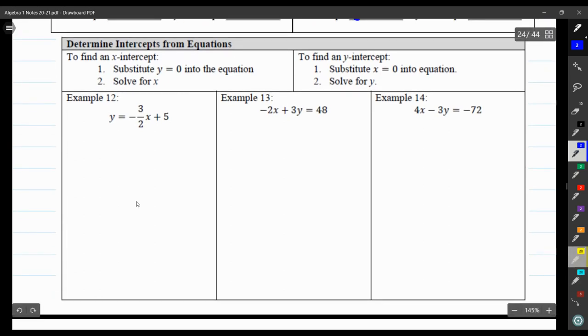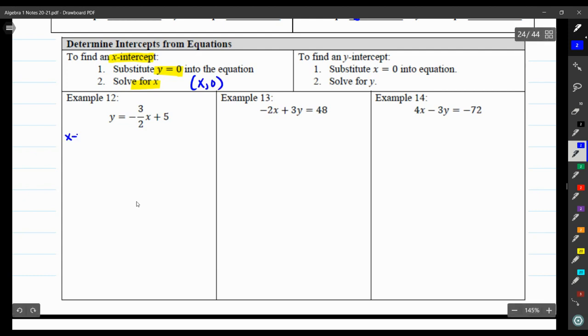So for an equation, we also have to remember what is equal to 0 for each intercept. So for an x-intercept, we're going to substitute y equals 0 and then solve. And then when we write our point, we're going to have the x value, comma 0. So let's try that for example 12.